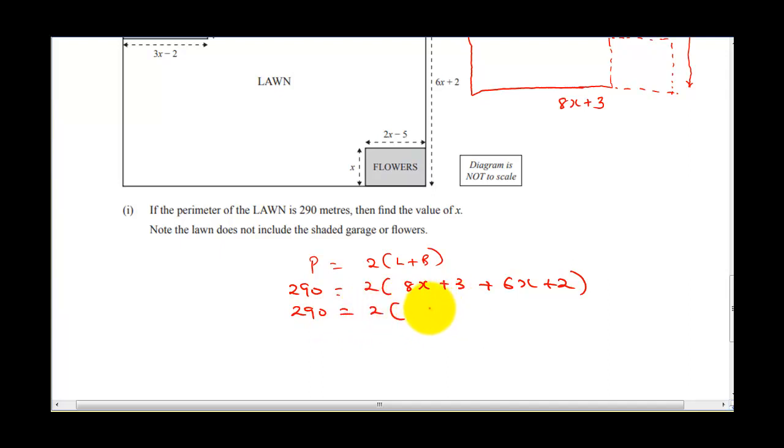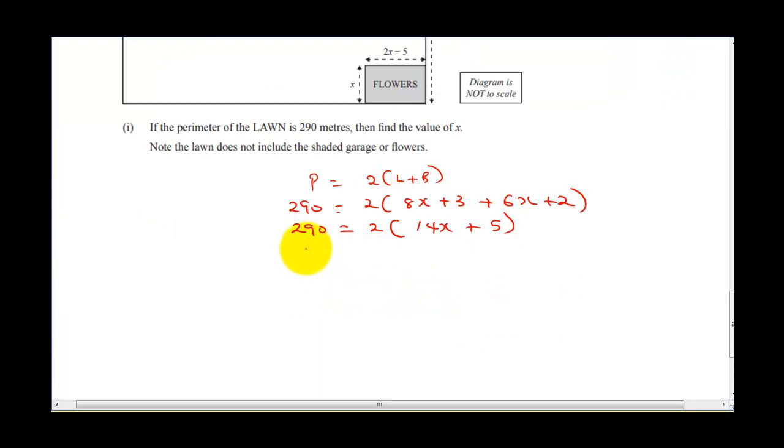Now let's collect like terms. 8x plus 6x is going to give us 14x, while 3 plus 2 is going to give us 5. From here, we're going to say 290 is equal to 2 times 14x, which gives us 28x, plus 2 times 5, which gives us 10. So from this point, we're going to be collecting like terms. So this is plus 10.